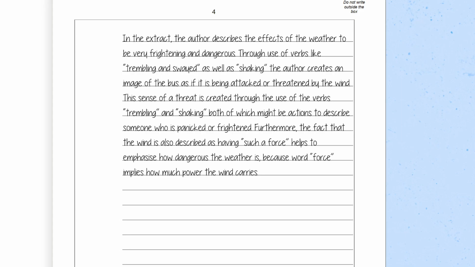In the extract, the author describes the effects of the weather to be very frightening and dangerous. Through use of verbs like trembling and swayed, as well as shaking, the author creates an image of the bus as if it's being attacked or threatened by the wind. This sense of a threat is created through the use of verbs trembling and shaking, both of which might be actions to describe someone who is panicked or frightened. Furthermore, the fact that the wind is described as having such a force helps to emphasise how dangerous the weather is, because the word force implies how much power the wind carries.